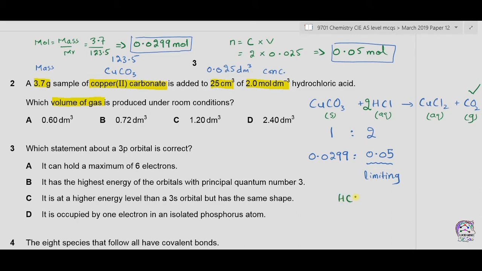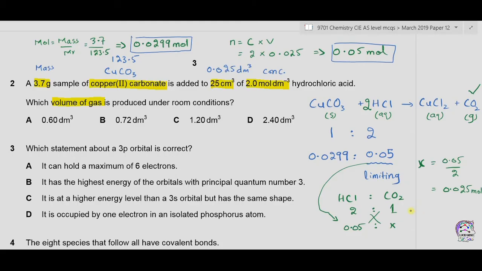So we have HCl and CO2. The number of moles of HCl in the balanced equation is 2 and the number of moles of CO2 is 1. Similarly, the number of moles calculated is 0.05. So the number of moles of carbon dioxide will be X, just cross multiplied, and X will be equal to 0.05 divided by 2. So it is 0.025 mole.